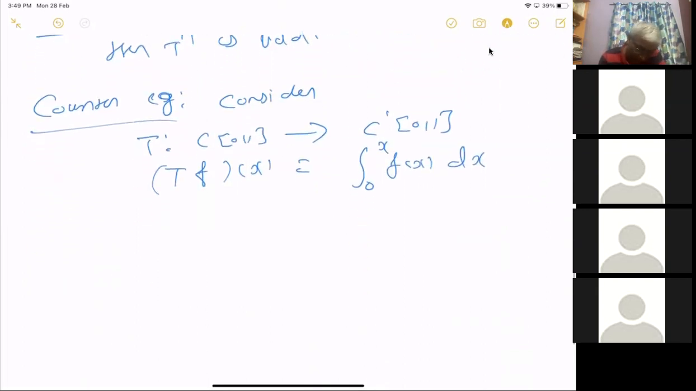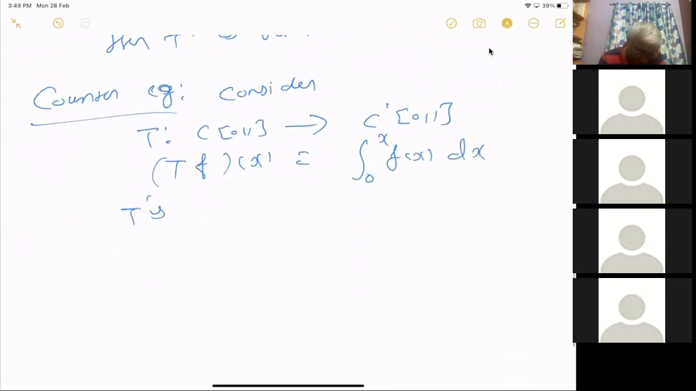T is linear clearly, and T is bounded. You can clearly see that T is bounded. You just take the supremum of f of x, that will be smaller than 1, on 0 to 1. So the norm of T will be smaller than 1. Okay, it's a contraction.